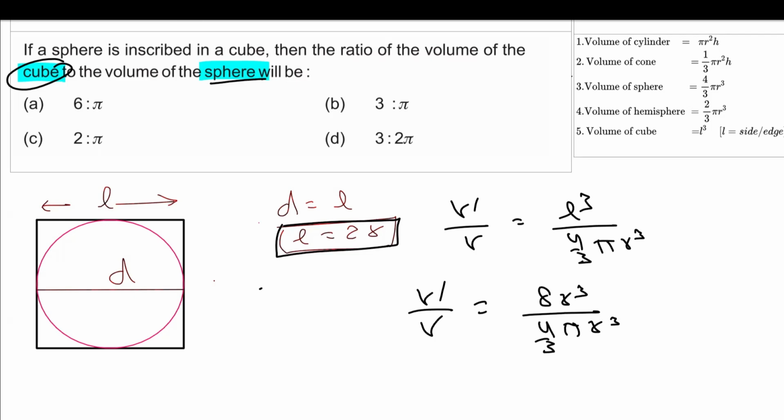That's what we got. Now I can reduce this further. See, this r cube gets cancelled. On further simplifying, this is 8. Dividing is the same as multiplying with the reciprocal, right? So it will come as 3 over 4 pi. This gets cancelled over here. So it's 2 into 3, that is 6 over pi. So yes, option A is the correct option, as 6 is to pi is the required ratio.